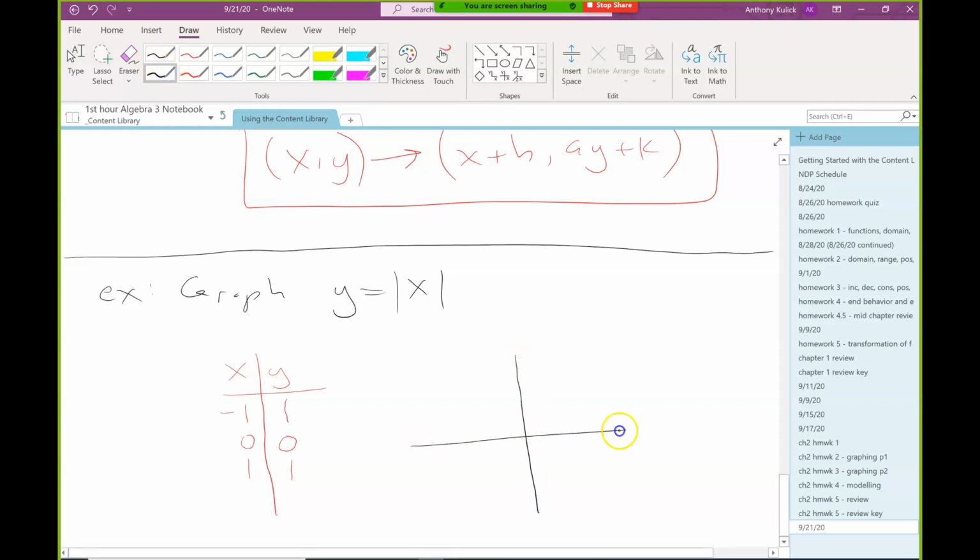So if I were to draw the graph for this, I have the points -1, 1, 0, 0, and 1, 1. So my graph is going to kind of look like this V shape. Is everybody okay here? So this V shape has this special feature here. The tip of our V shape is called the vertex.